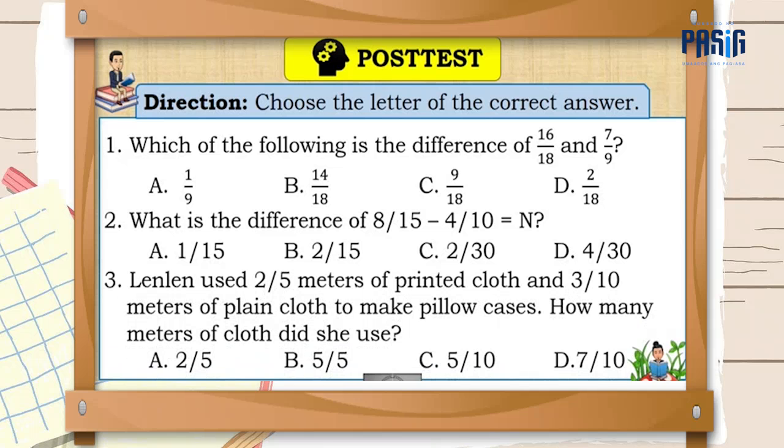3. Len used 2/5 meters of printed cloth and 3/10 meters of plain cloth to make pillowcases. How many meters of cloth did she use? A. 2/5, B. 5/5, C. 5/10, or D. 7/10.